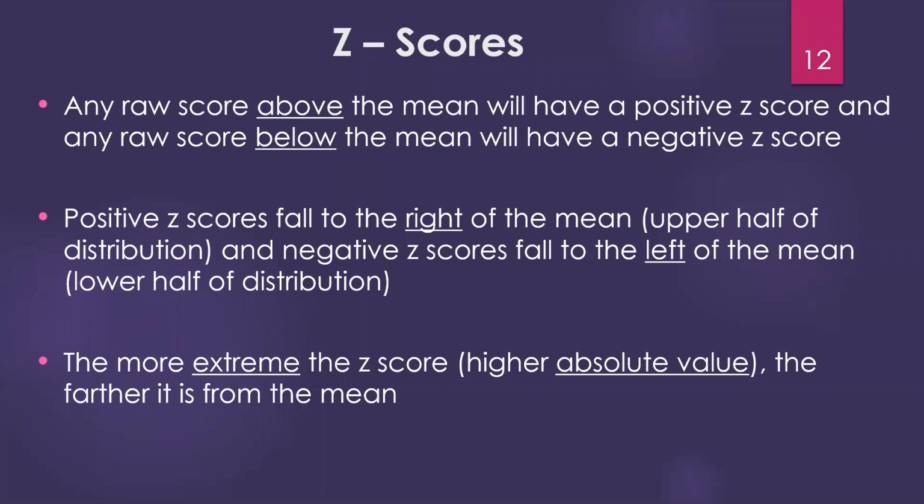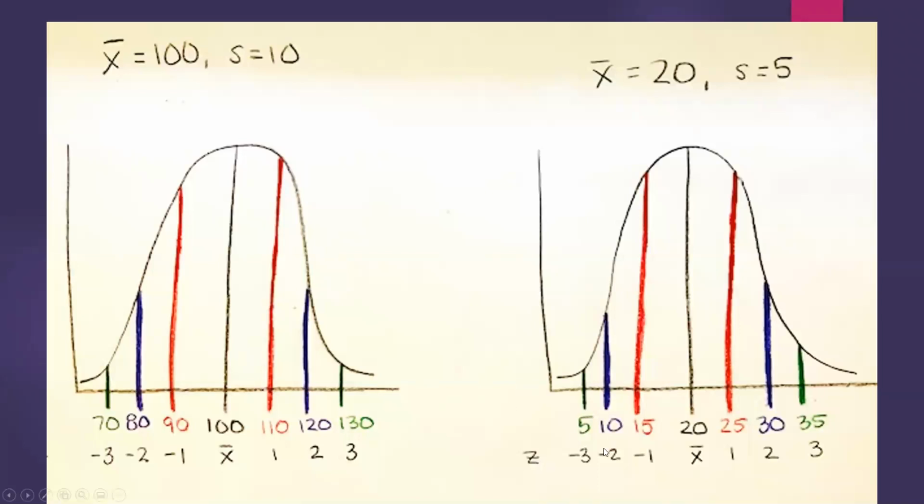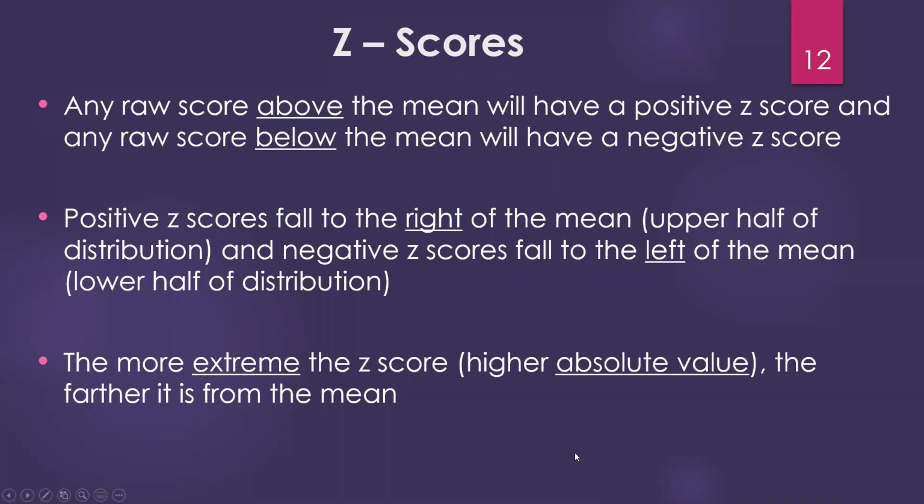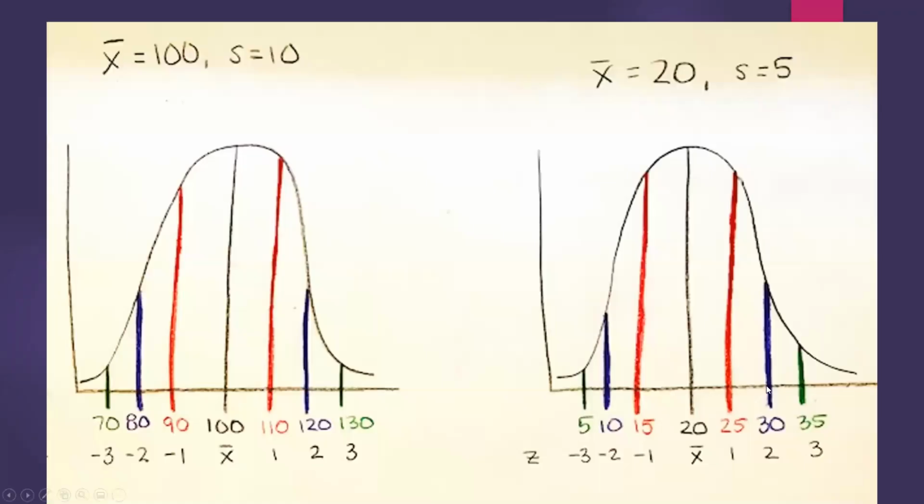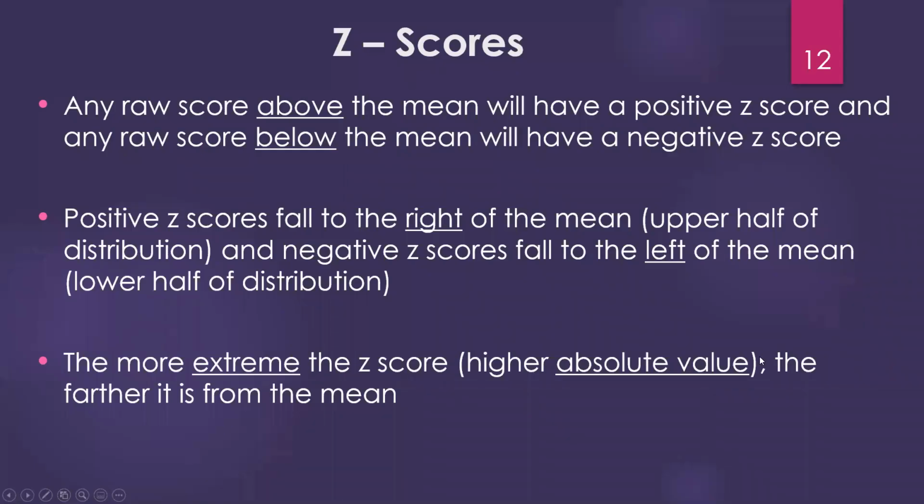A little more background on z-scores. Any raw score, and when I say raw score, individual score, that's referring to the actual values within the distribution, not the z-scores. Any raw score that's above the mean will always have a positive z-score, and any raw score that's below the mean will always have a negative z-score. The negative tells us how many standard deviations below the mean. A positive z-score tells us how many standard deviations above the mean there will be.